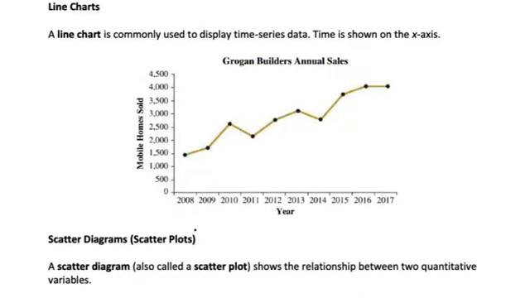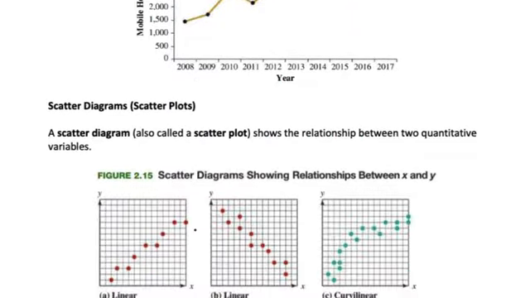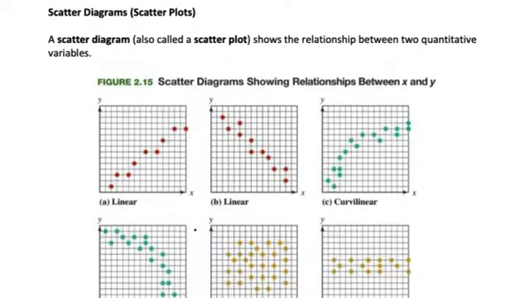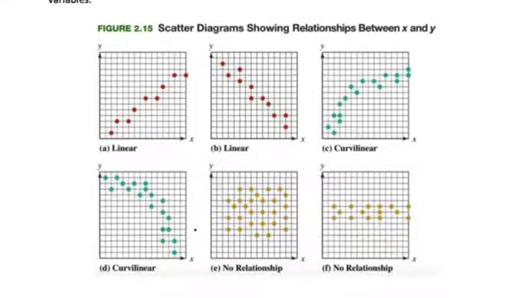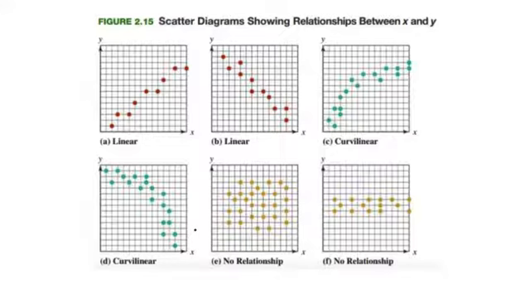Another type of diagram is called a scatter diagram, or we usually say scatter plot, and it shows the relationship between two quantitative variables. So when you have a scatter diagram, you have one quantitative variable on your x-axis and one on the y-axis, and then you plot the points. Unlike a line plot, we don't connect the points to each other with little lines. What we're looking at is an overall trend in the data.